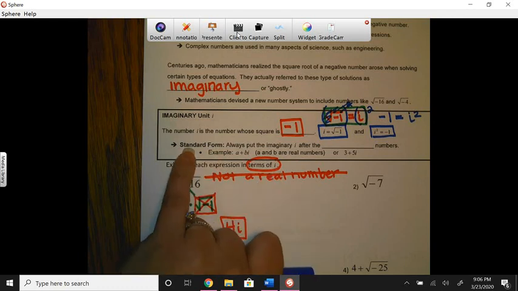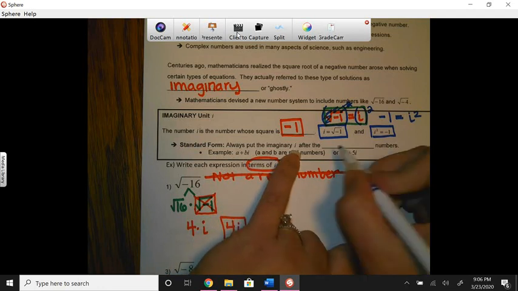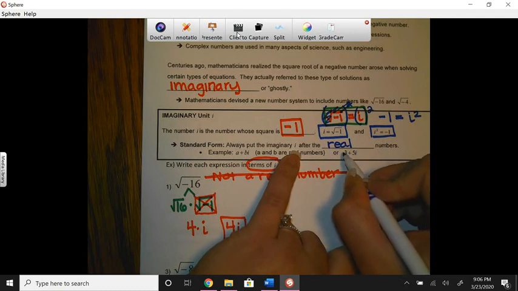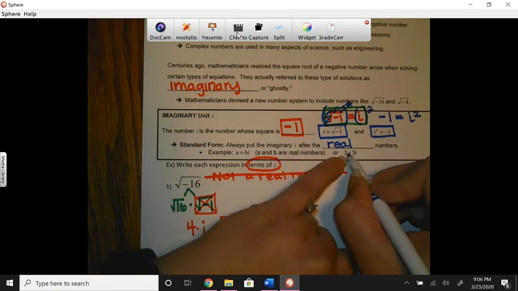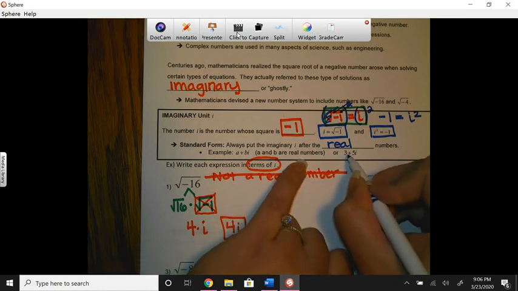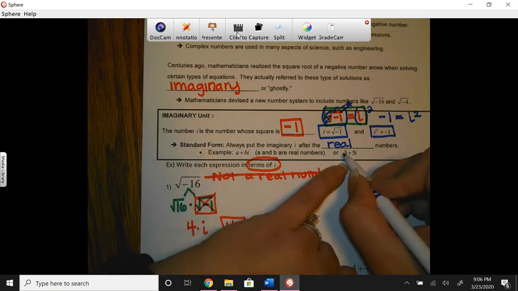It's the opposite when you're working with the letter i, the imaginary number system. Instead, the standard form is to always put the imaginary part after the real numbers. So think of the i like a variable, and usually we're used to it being in the front, but here they put it in the back. And you can't add these. You can't add 3 plus 5i because they're not like terms.